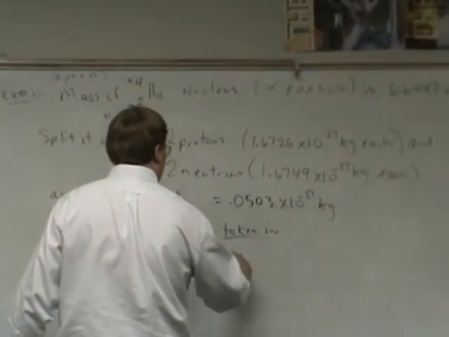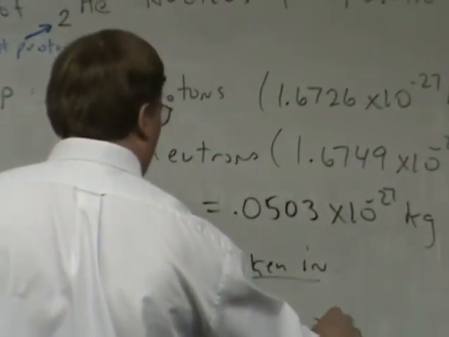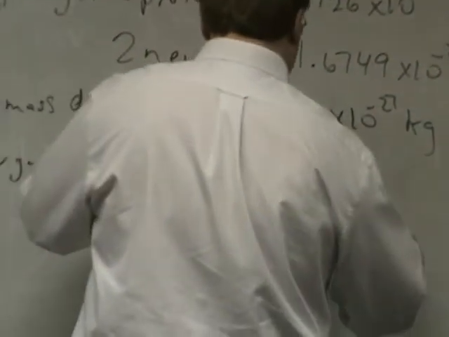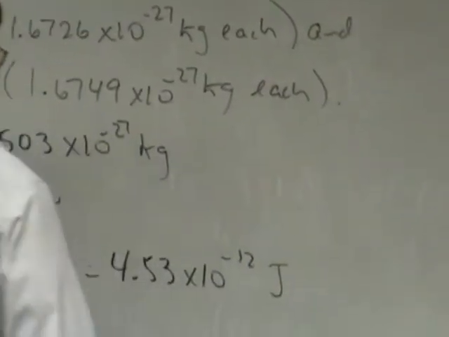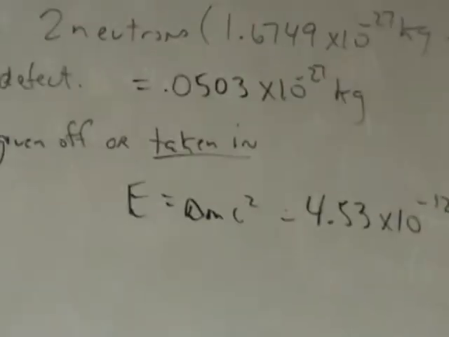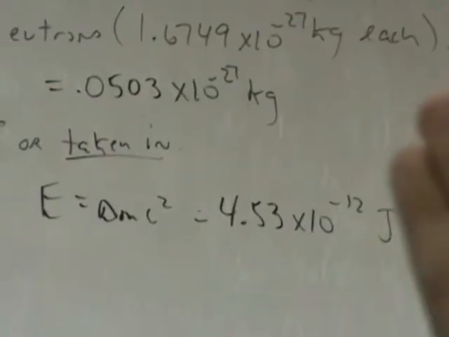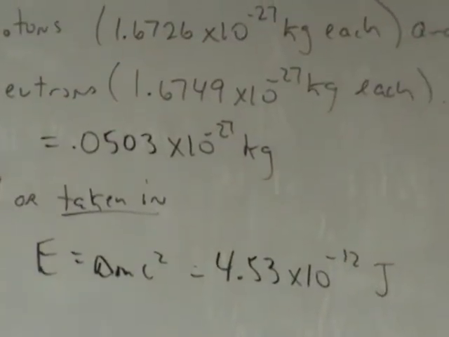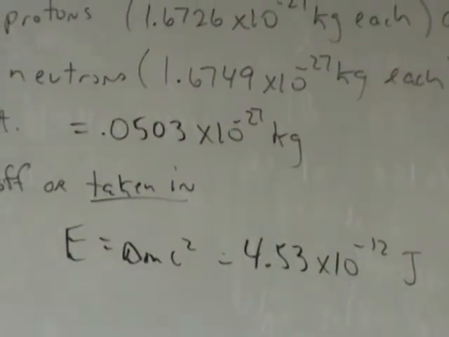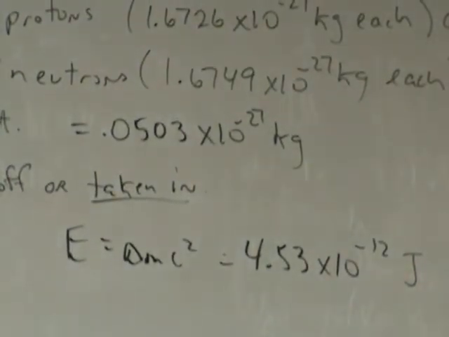And the energy is going to be delta m c squared, which ended up being 4.53 times 10 to the negative 12 joules. Did anyone get that answer? Yeah. Okay, you just plug it in, delta m c squared. So the B is this. Any question or comment?